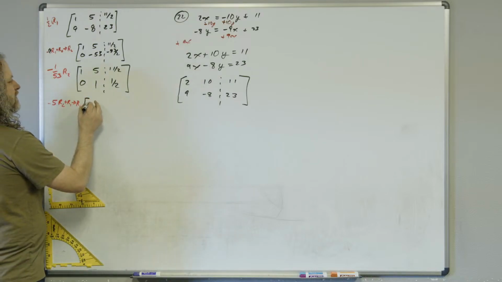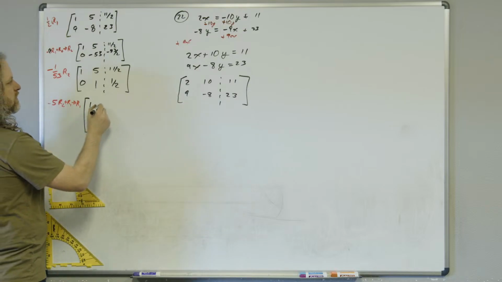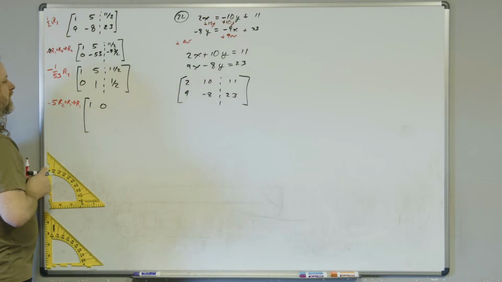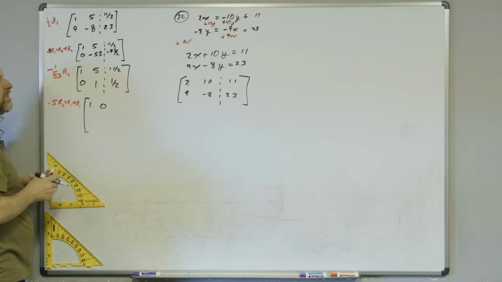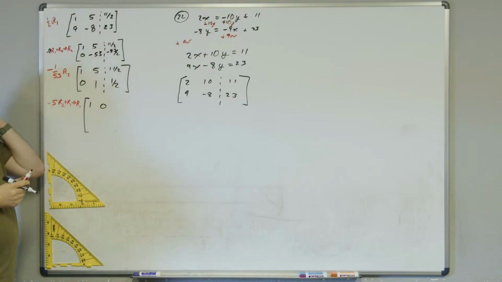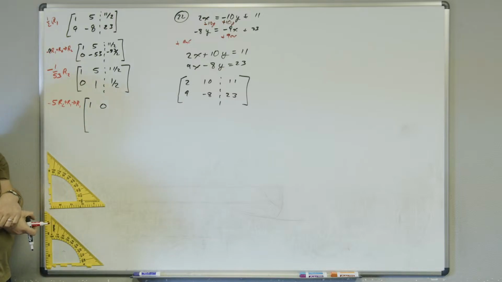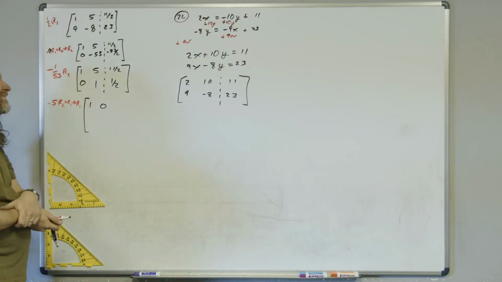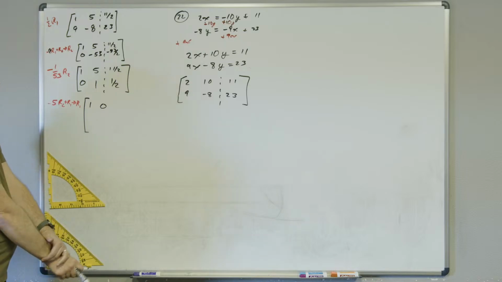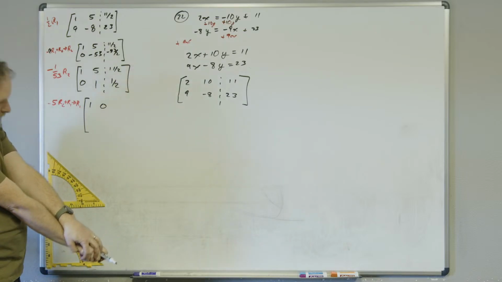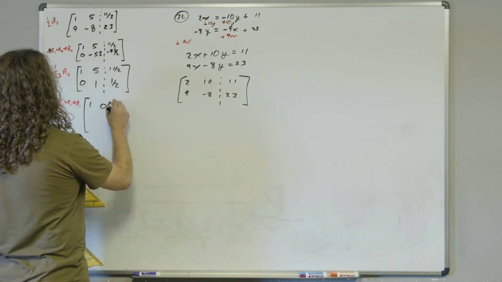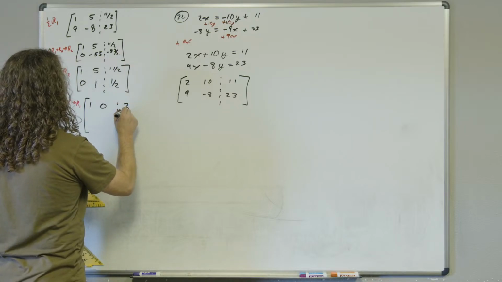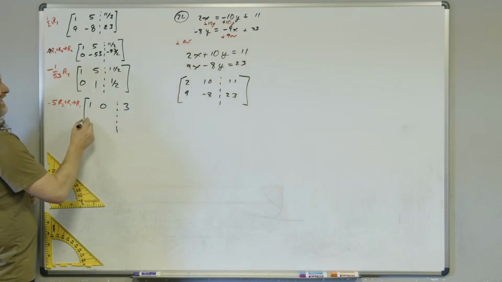This one's a 1. This one's a 0. Negative 5 times 1/2 is negative 5 halves, plus 11 halves. Negative 5 halves plus 11 halves is 6 halves, so 3, yes. Wow. It's almost like there was planning and forethought.